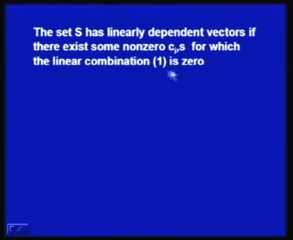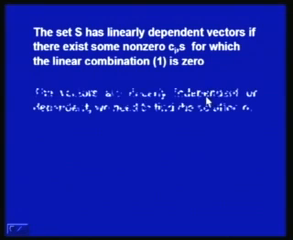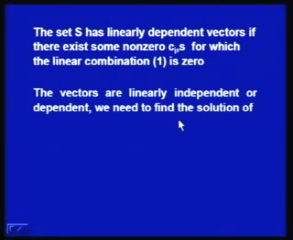otherwise the vectors in S will be linearly dependent. By this I mean to say that the set S has linearly dependent vectors if there exist some non-zero Ci's for which the linear combination is 0.